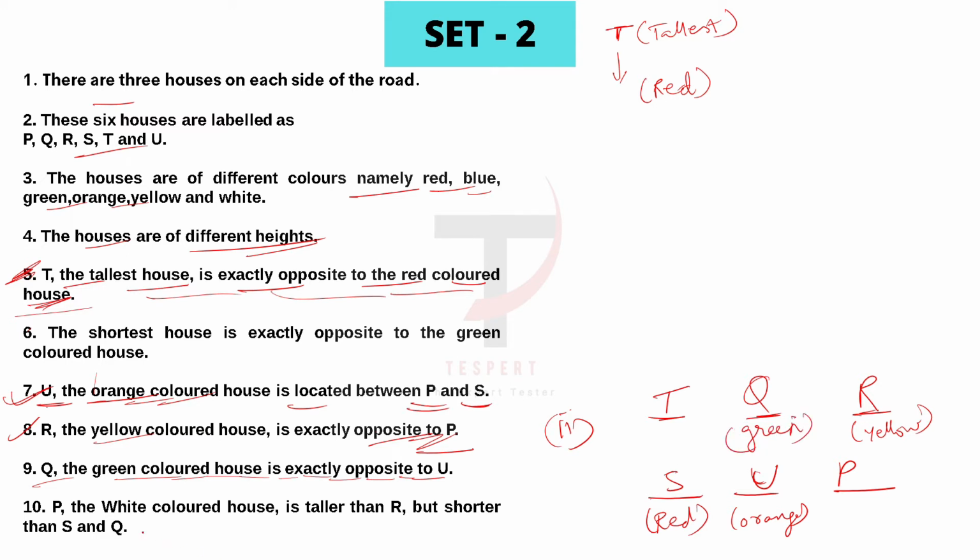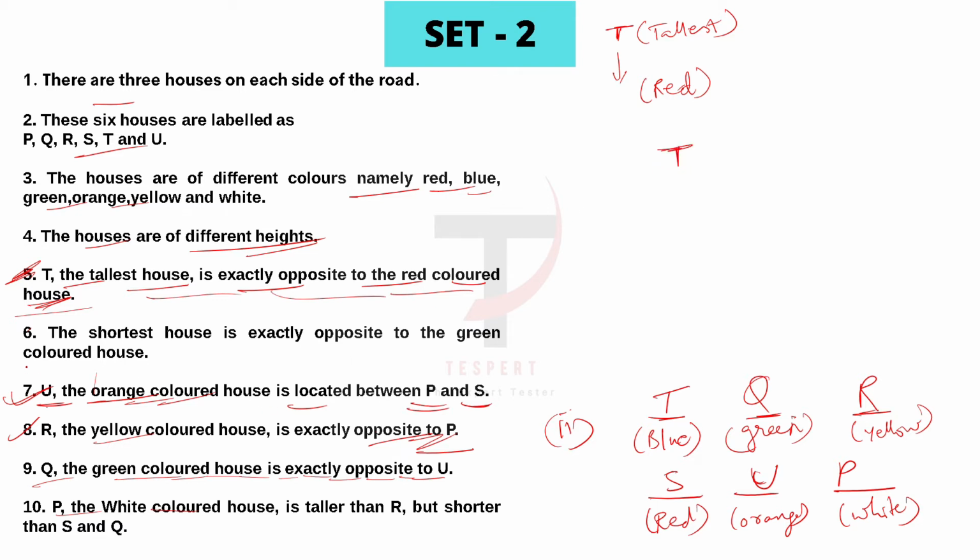Alright. In the 10th statement it is given that P is the white colored house, and what is the color remaining? Blue, I think. Yeah, blue is remaining. So T must take blue color. So the colors are sorted out. The only thing is we have to consider heights. Now coming to heights, we know T is the tallest house. So T will be here.